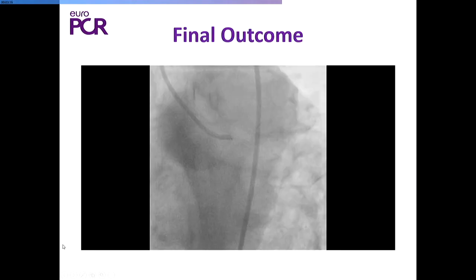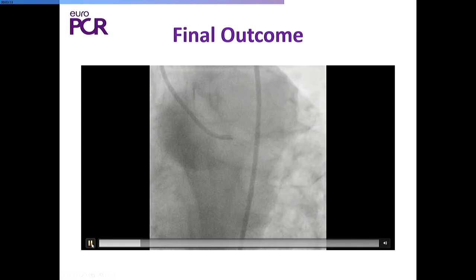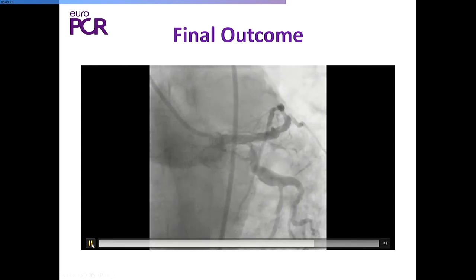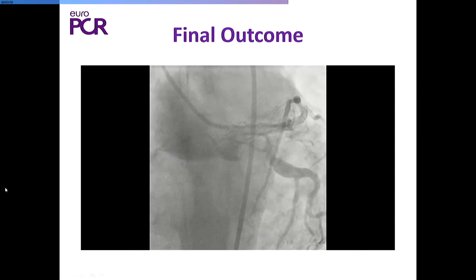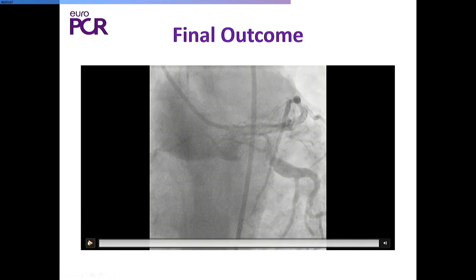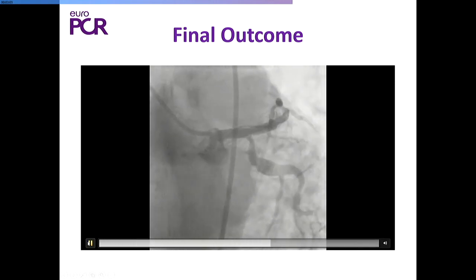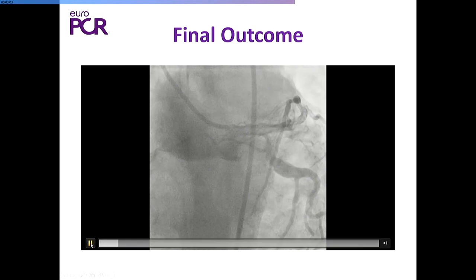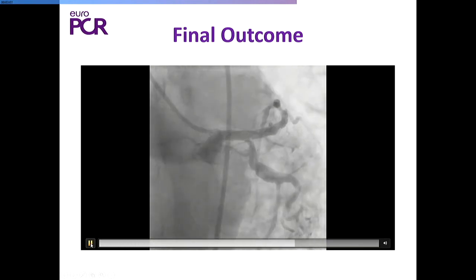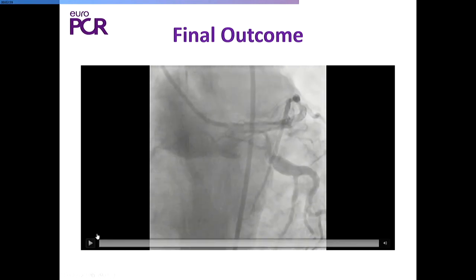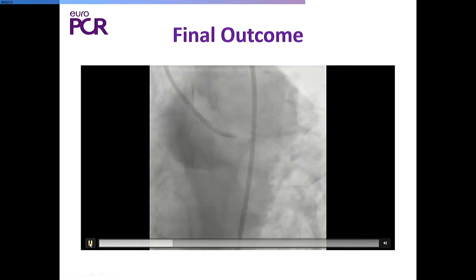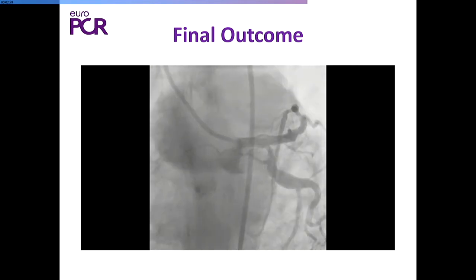And after that, this is my final outcome. It was, for me, an excellent outcome. At this time we performed an echo in the cath lab. There was no pericardial effusion. Ejection fraction was around 40 to 45. There was also nothing specific in the aorta. So we finished the procedure at this stage.